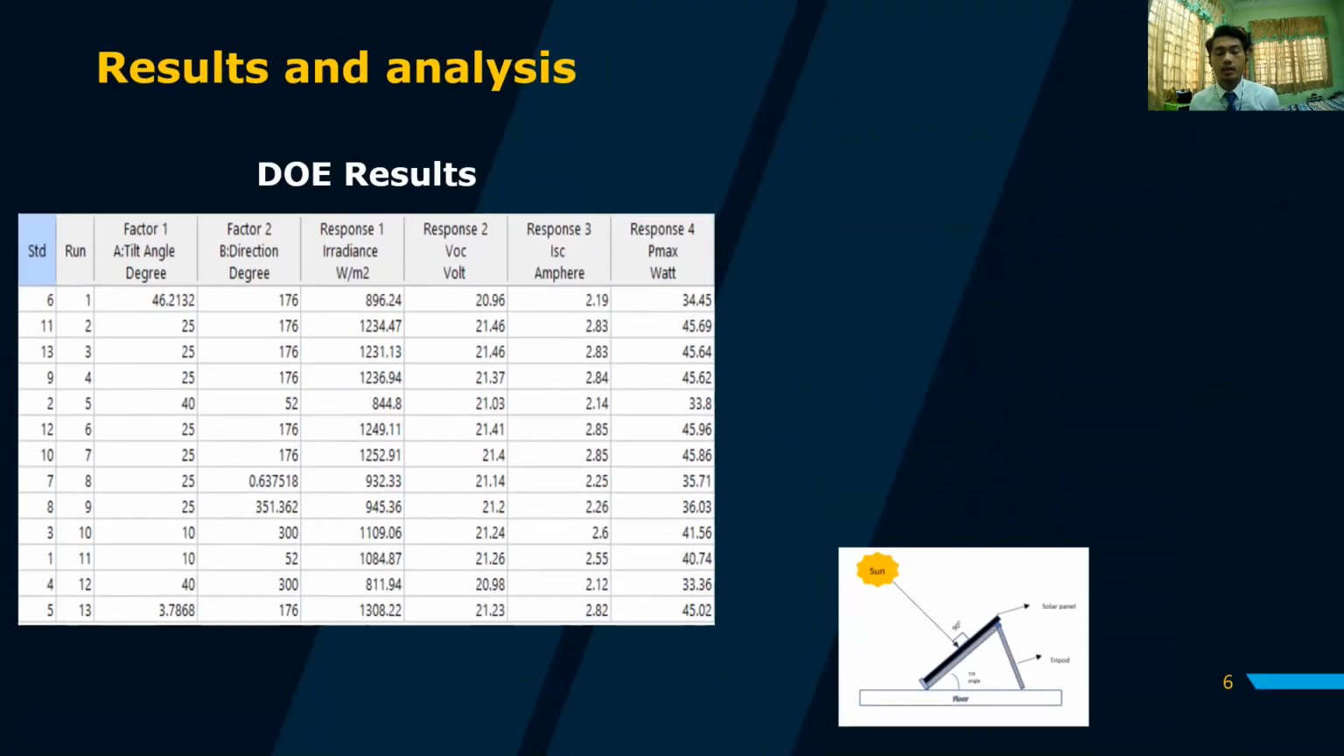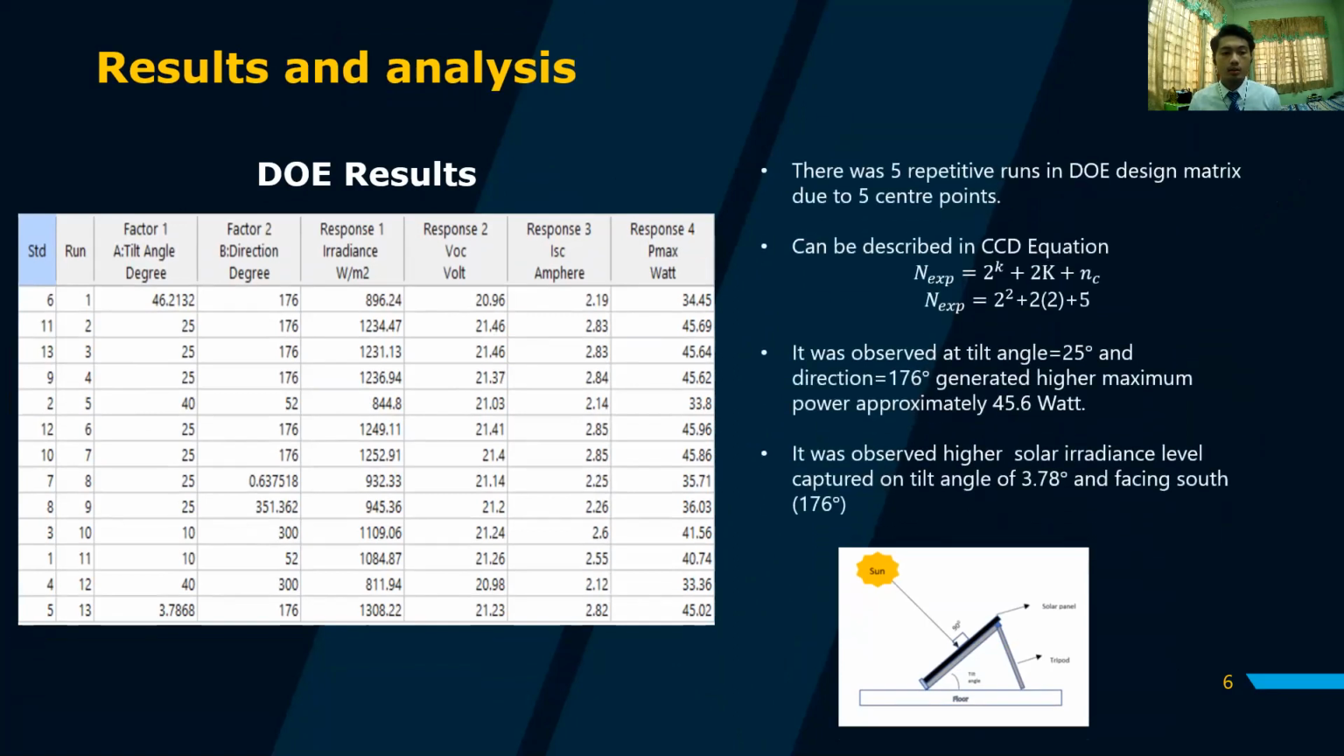So here is the design of assignment result. As you can see, on runs 2, 3, 4, 6, and 7, there were 5 vertical runs in the DOE due to 5 center points. This can be described in the CCD equation, where the number of experiments is equal to the number of factorial points, the number of star points, and the number of center points. Also, you will observe that at tilt angle 25 degrees and direction 176, facing south, it generates a higher maximum power of approximately 45.61.